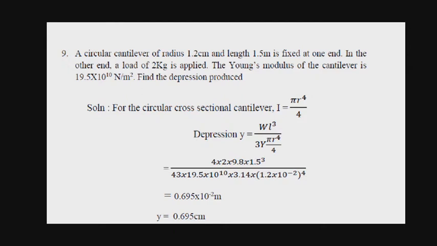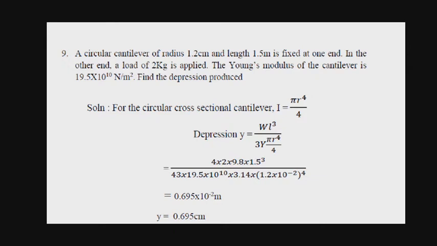So given here, small r is equal to 1.2 centimeter. Convert it, which is equal to 1.2 into 10 to the power minus 2 meter. Small l is equal to 1.5 meter. Mass m is equal to 2 kg, which is equal to 2 into 9.8, which is equal to 19.6 Newton. So capital Y, that is Young's modulus, is 19.5 into 10 to the power 10 Newton per meter square.